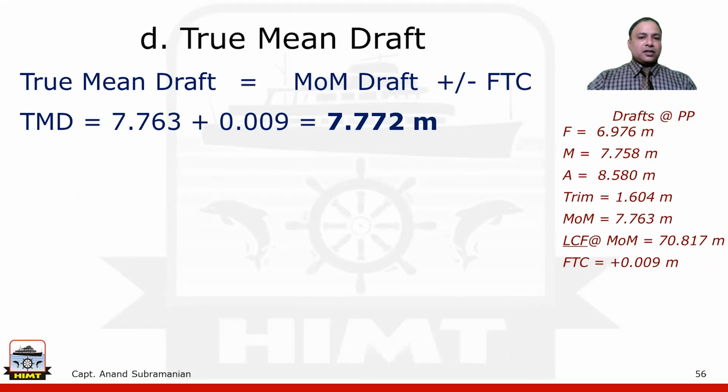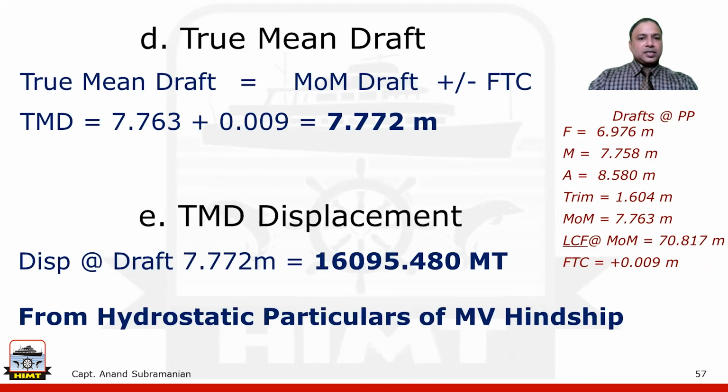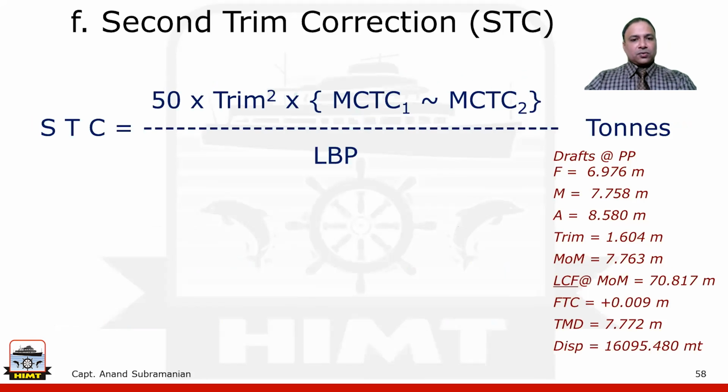Now to obtain the true mean draft, we have to add this first trim correction to the mean of mean drafts. So the true mean draft is equal to 7.763 plus 0.009, and that comes to 7.772. That's our true mean draft. Now the displacement for this true mean draft, the displacement in salt water, because it's being obtained from the hydrostatic particulars, which is meant for salt water, is 16095.480. So now we have the true mean draft displacement for the salt water.